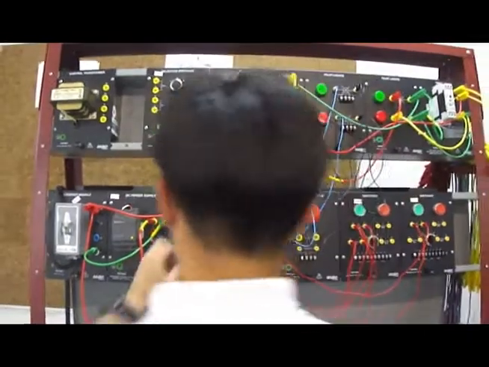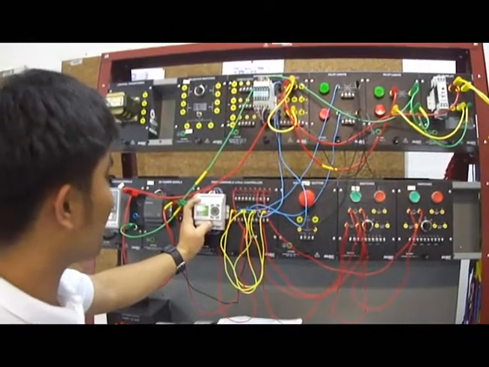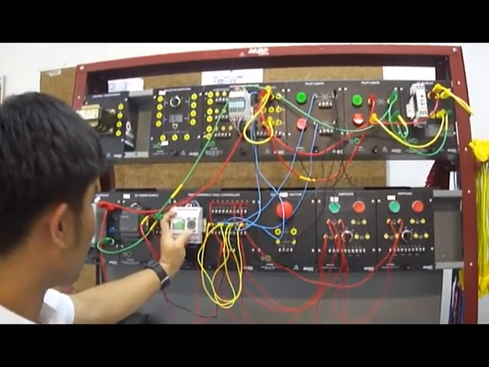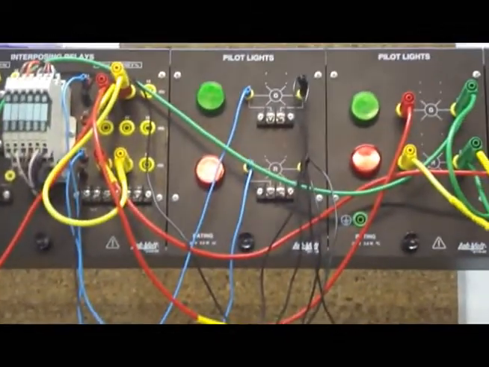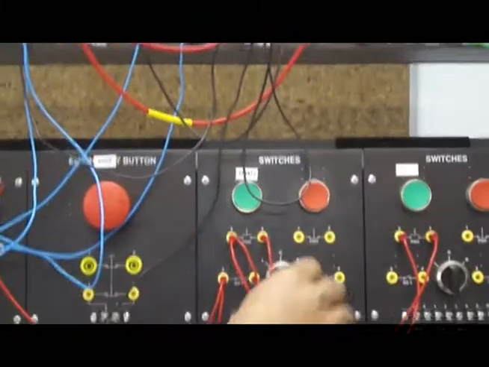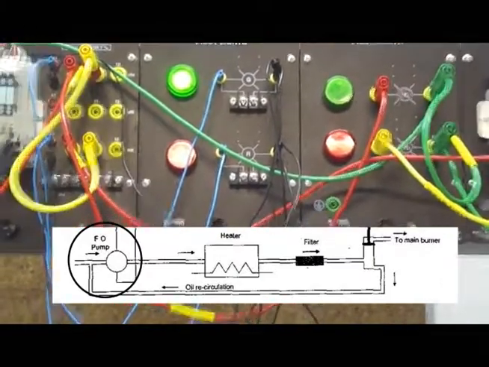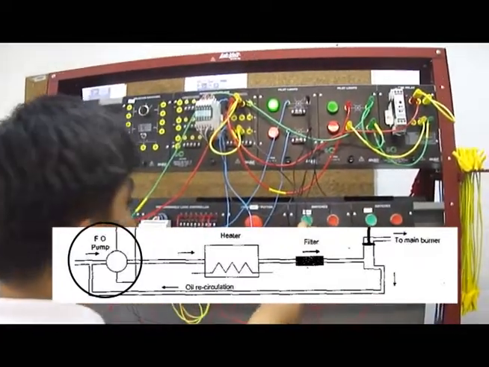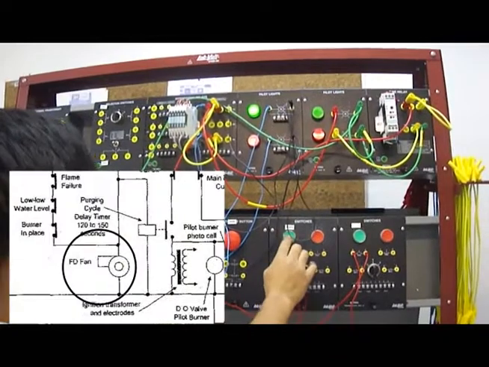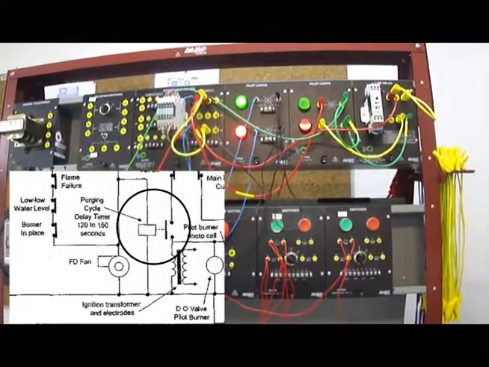So we need to test to know if our diagram is working. We need to run the PLC, set to run, and I1. I1 will trigger Q1, so Q1 is running now. We have the fuel oil pump running. Pressing I6 will energize Q2, our forced draft fan, and it is now running, also with a timer for the ignition.